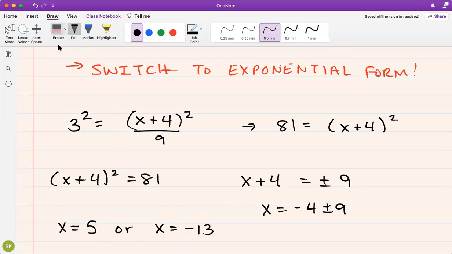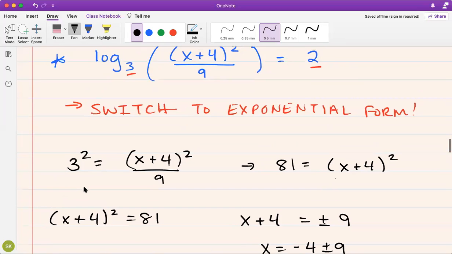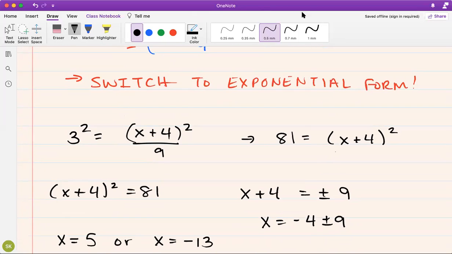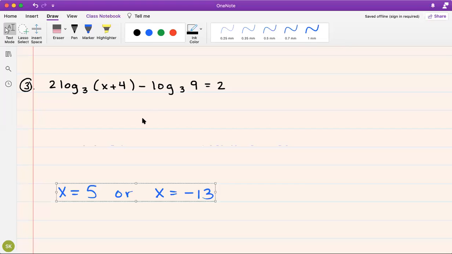Now we're going to double check these. So I'm going to erase, and now I'm looking back at the original problem. So this is where we started. And remember what we did? We put the 2 here, and then we made it division and set it equal to 2. I'm going to put these numbers into this log here. And then I want to see, first off, if I get any negatives in the domain. If I do, I throw these numbers away, or throw one of them away.